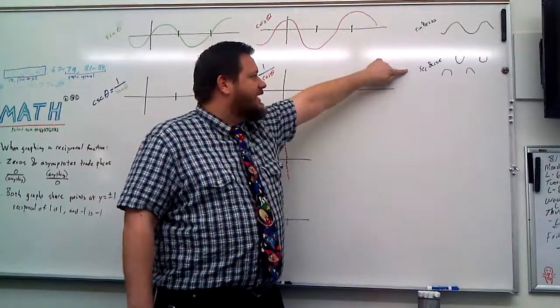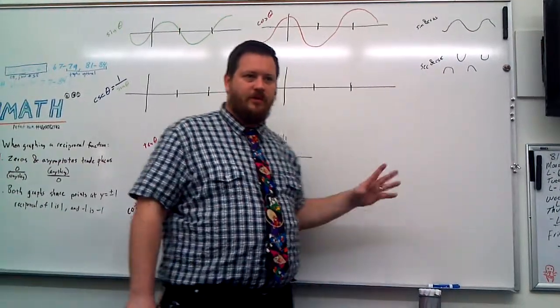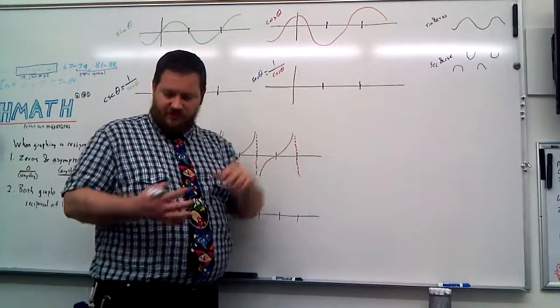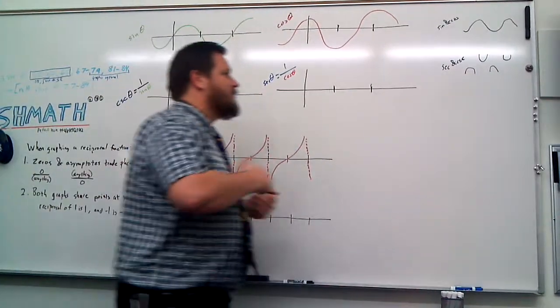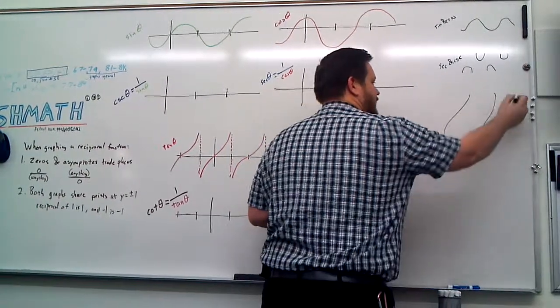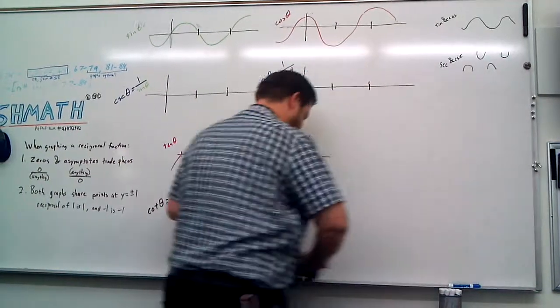The graphs of secant and cosecant look like this. It's got a series of little U's that kind of look like parabolas. But that's the basic idea of the shape. And I forgot to put it on here, but tangent and cotangent have squiggly things like this. We'll get that in more detail in just a minute.